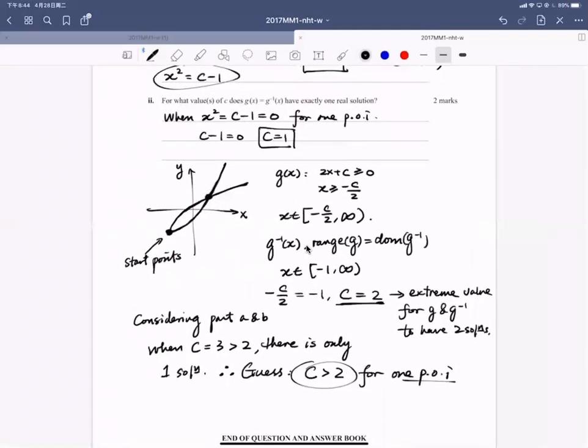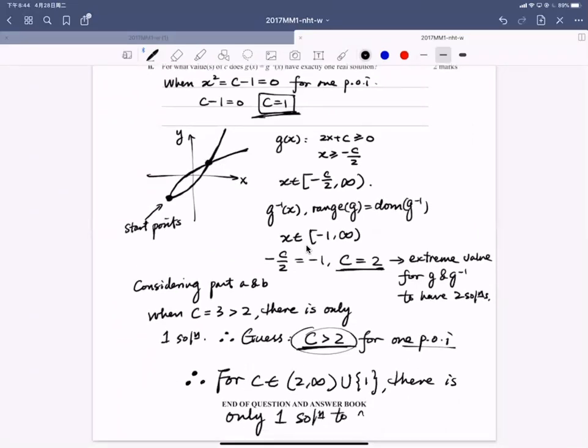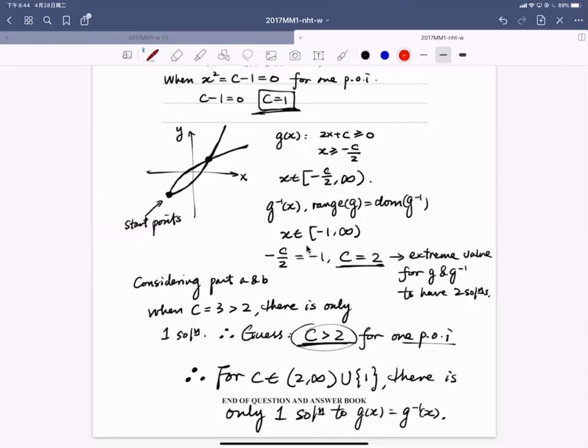Now it's time for us to combine this answer and this domain. Therefore, for c is an element of 2 to infinity union 1, there is only one solution to g(x) equals g inverse of x. Okay? That's my complete answer.